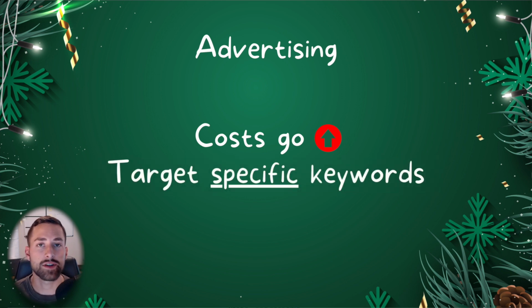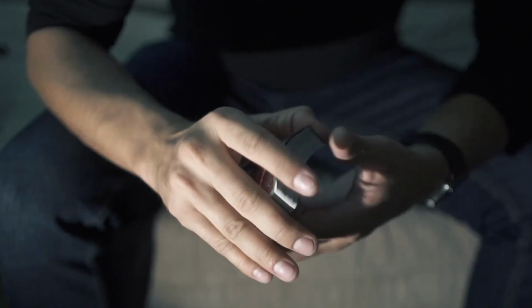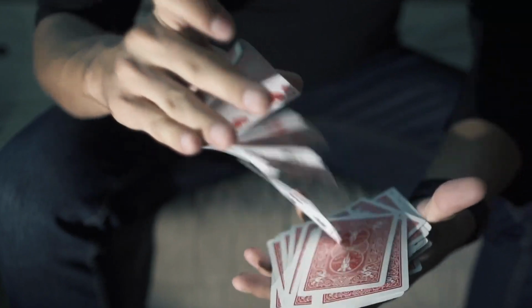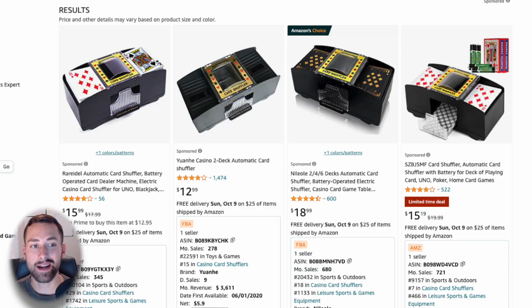Now, what I always do is I change my strategy from advertising and I start to advertise very specific keywords that relate directly to my product. Now, what I mean by this, I'll go to Jungle Scout just to give you an idea. For this example, let's say that we are selling card shufflers during the holiday season and throughout the year. Now, throughout the year, I may be targeting this card shuffler keyword, which is one of the most popular in terms of 30-day search volume. So I may be targeting that and trying to place my listing at the top of that page.